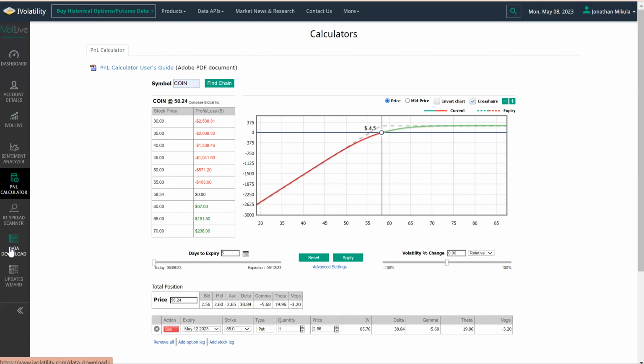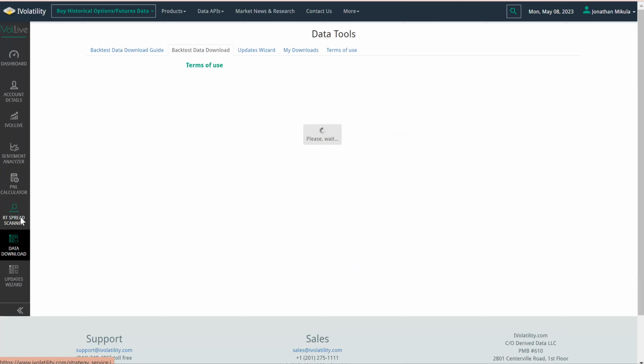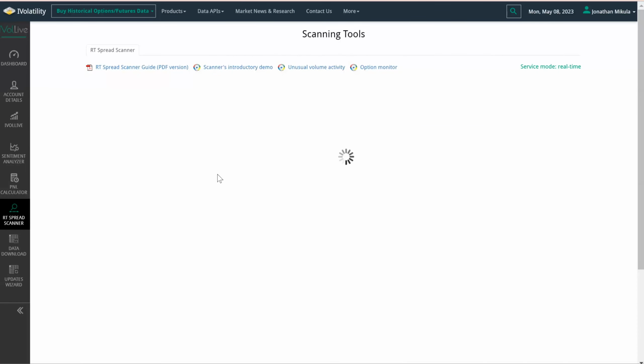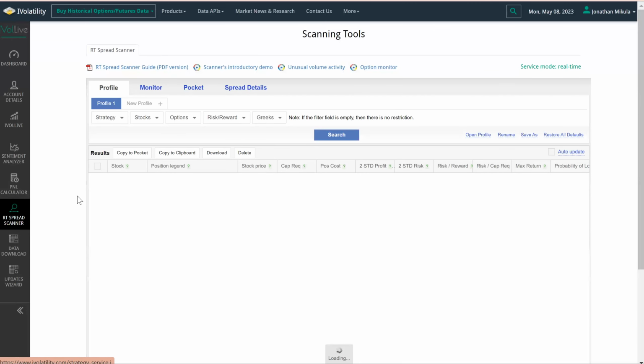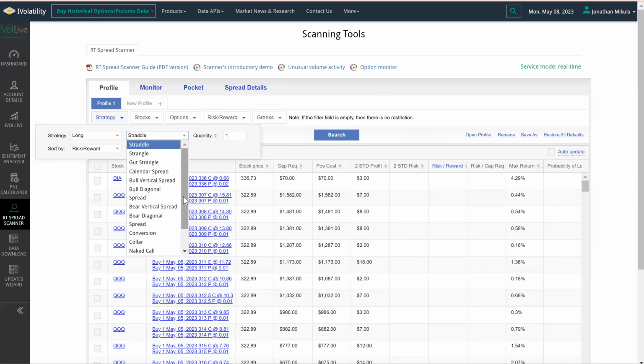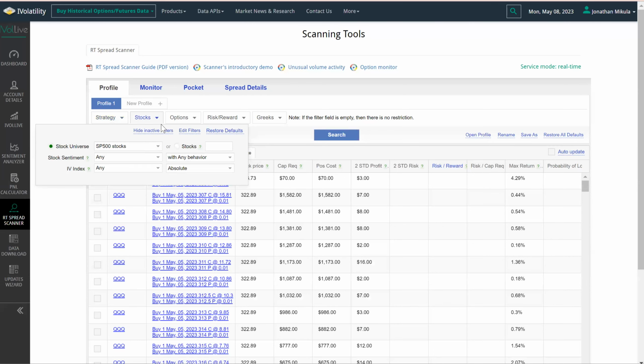A couple other things I just want to show, for anybody that's newer here: the real-time spread scanner. If you are a spread trader, this is your tool. This is your friend, because what you can do is come here and go long or short, and then here's all the different coverage that we offer: straddles, strangles, gut strangles, calendar spreads, bull verticals, bull diagonals, bear verticals, bear diagonals, conversions, collars, naked calls, naked puts, covered puts. So this is a very beefy, strong tool.